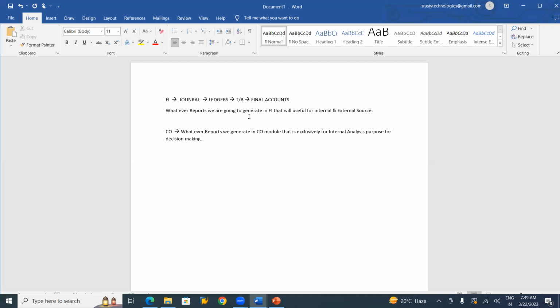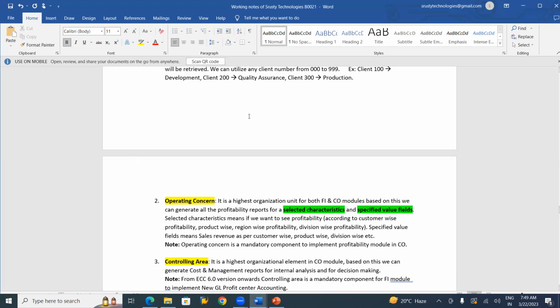I know the majority knows about it, still I would like to reiterate. So here, the operating concern is the highest organizational unit for both FI and CO modules. Based on this, we can generate all profitability reports for selected characteristics. I have highlighted selected characteristics and specified value fields. I have highlighted these two.